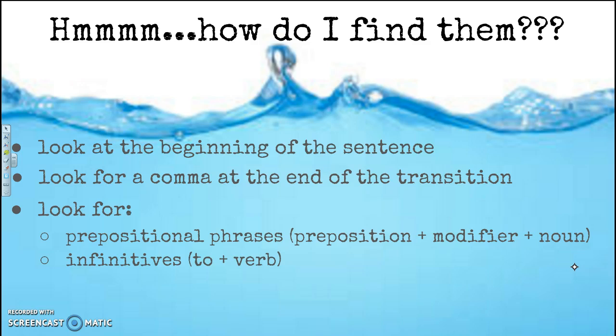Another type of transition is an infinitive, to plus a verb. Again, infinitives can come anywhere in a sentence, but when we put them at the beginning of a sentence, it needs a comma after it. And a lot of times you're going to have to listen to where that pause is. To run to the store, comma, I needed to first get gas in the car. So sometimes that infinitive phrase has some words that finish the thought. You've got to really read that and think about where the thought break is to decide where your comma goes.